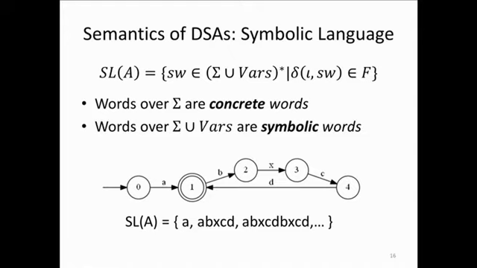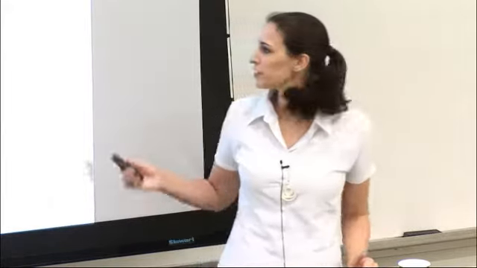Now, the way that a DFA has a language, a DSA has a symbolic language, where we have words that are either concrete, just made up of letters of the alphabet, or symbolic words that are made up of both letters and variables. So for example, here we have A, which gets to an accepting state, A, B, X, C, D, and then as many iterations of the loop. Just like regular automata.